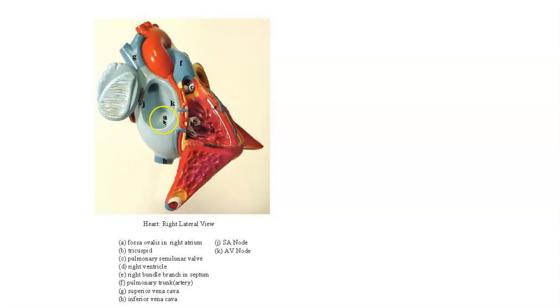This A right here is the fossa ovalis, which before birth is actually an opening, the foramen ovale, and then it closes up and becomes the fossa ovalis. Here we have the aorta, which is not numbered on this one. Here we have the pulmonary trunk or the pulmonary artery. This is the valve that leaves the right ventricle out to the pulmonary artery, and that is the pulmonary semilunar valve.